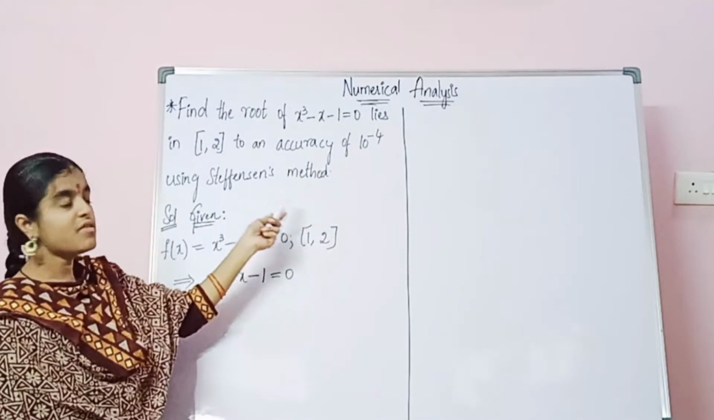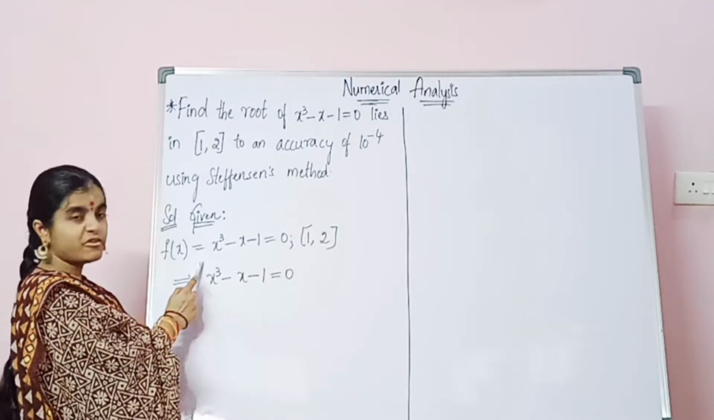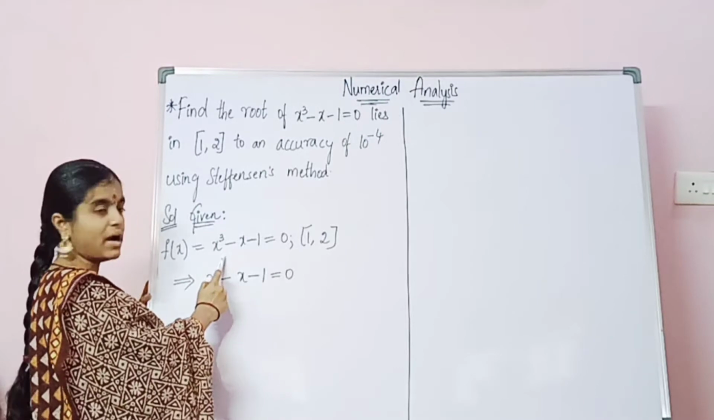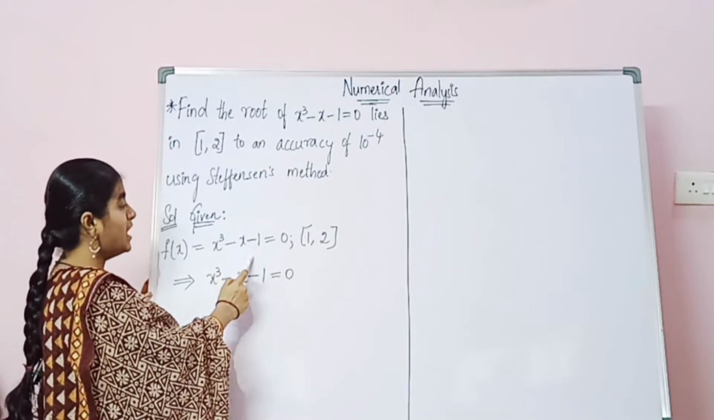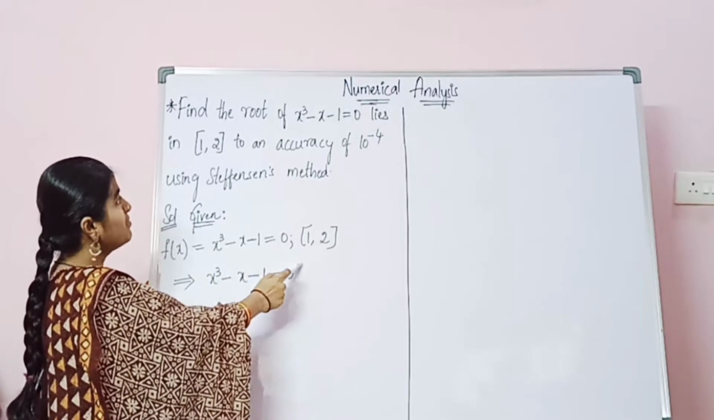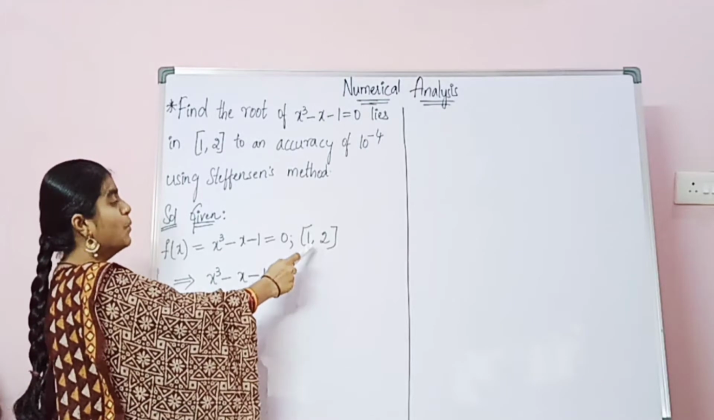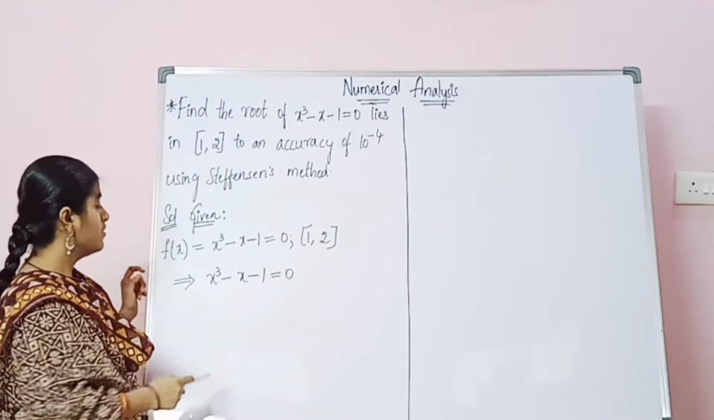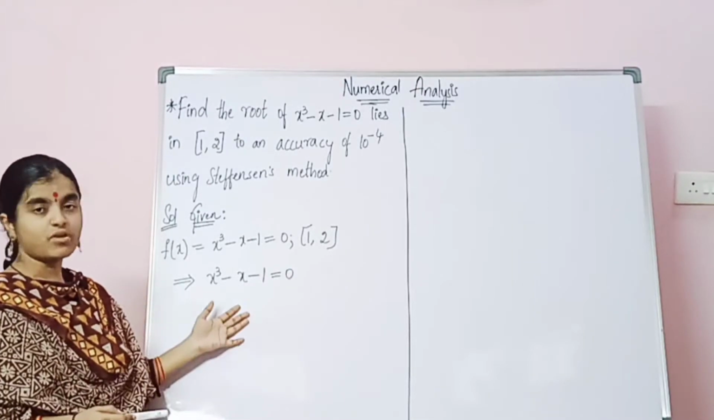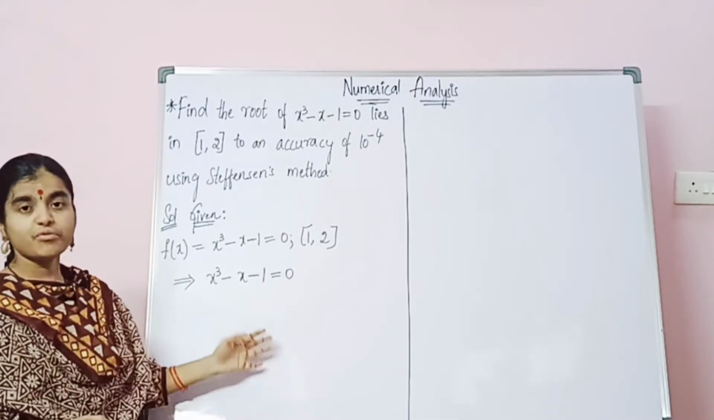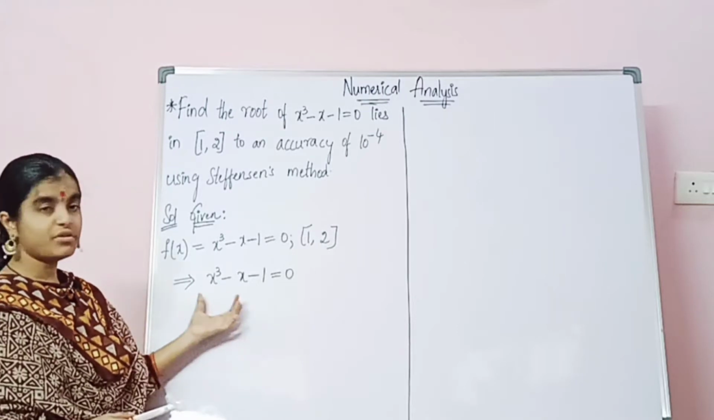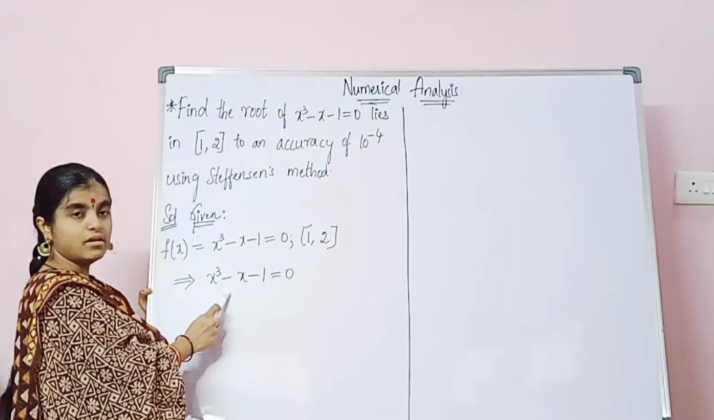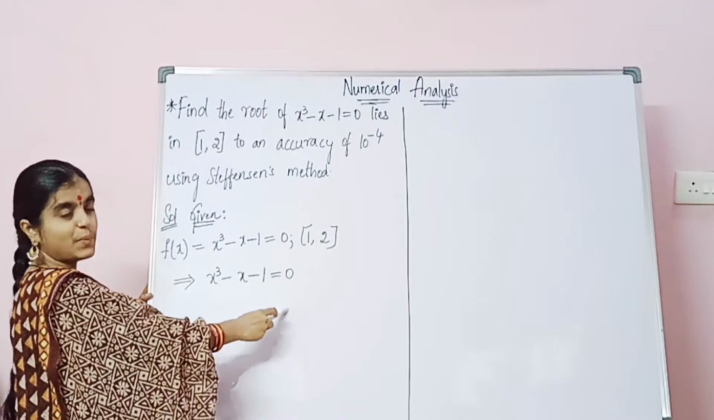Using Stephenson's method. So here, the given function is f(x) = x cube minus x minus 1 equals 0, lying in the interval 1, 2. So now we have to use the first step. First we have to find the g(x) value, where x cube minus x minus 1 equals 0.